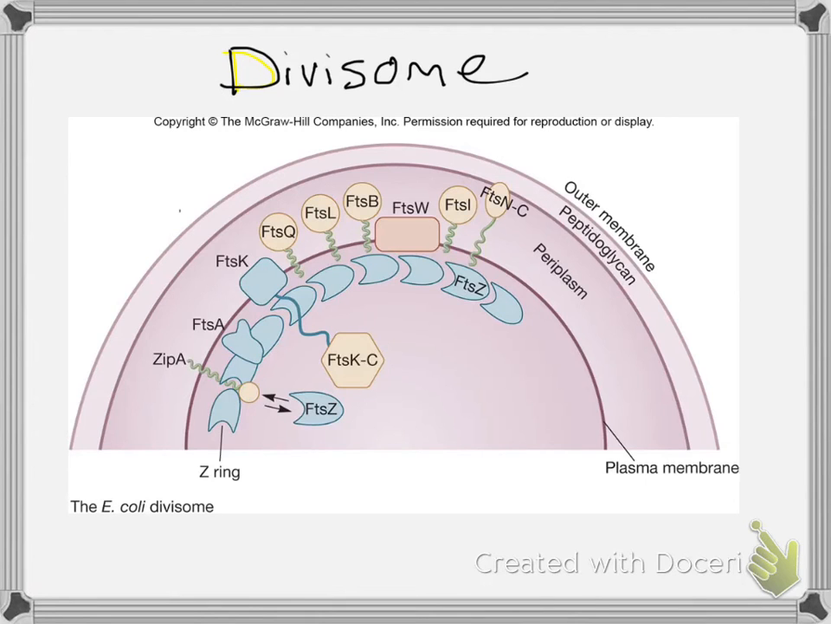Now you remember that the Z ring cannot form if the MinCD proteins are oscillating back and forth fast enough and spending enough time in the middle to prevent the Z ring from forming.